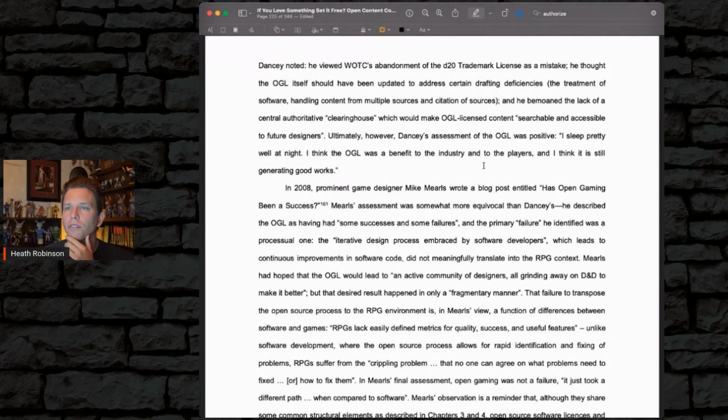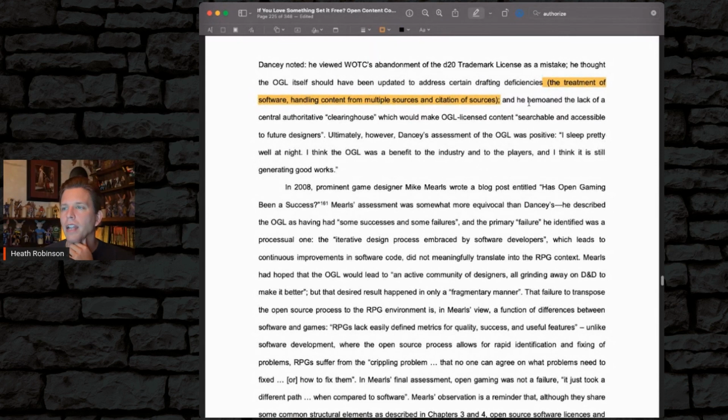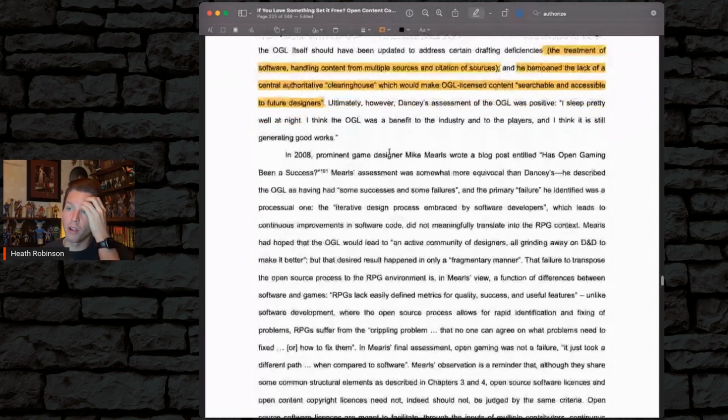He thought the OGL itself should have been updated to address certain drafting deficiencies, the treatment of software, handling content from multiple sources, and citation of sources. And he bemoaned a lack of central authority clearinghouse, which could make OGL license content searchable and accessible to future designers. Ultimately, however, Dancy's assessment of the OGL was positive.